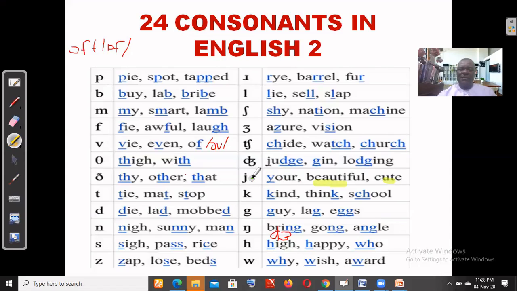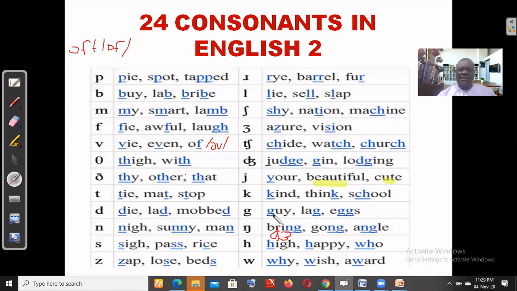actually points to this sound. And that is exactly why we have them mentioned here. In subsequent lectures on consonants, we shall be looking at some of these peculiarities. The sound K is represented by the letter K in kind and in think. Then it is represented by the letters CH in school.